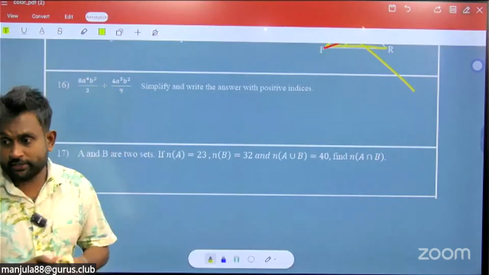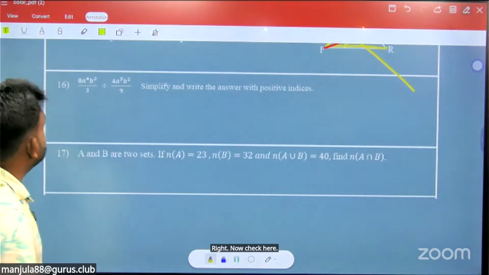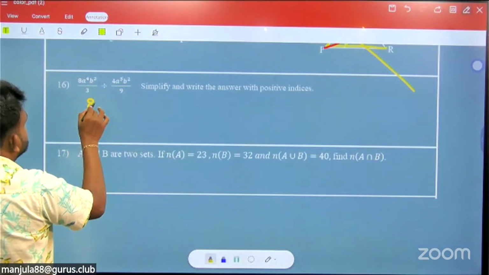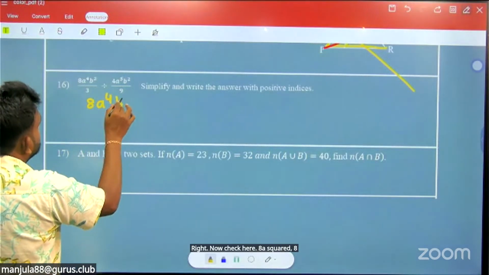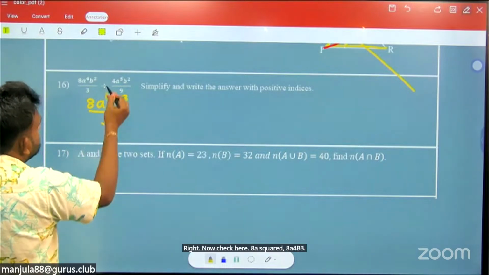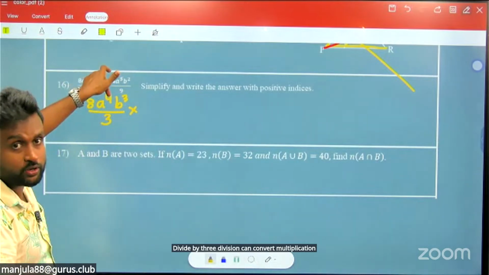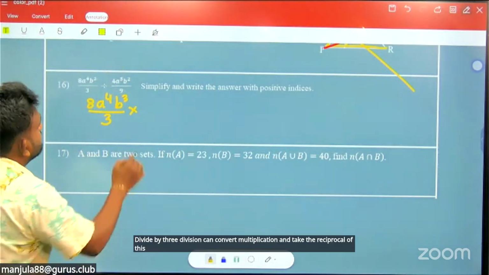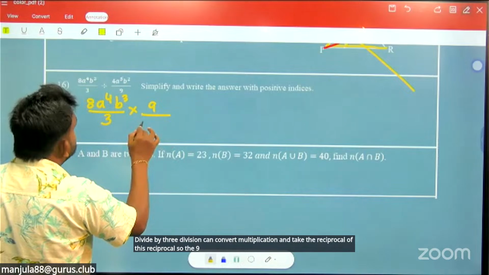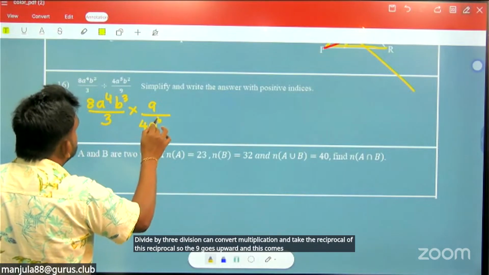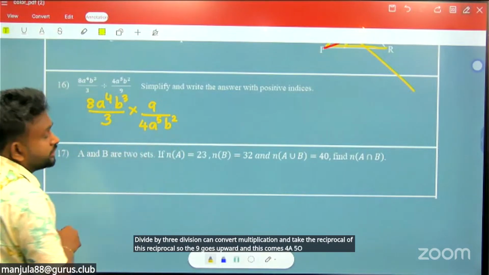Right. Now check here, 8a squared, 8a^4b^3 divided by 3. Division can convert to multiplication and take the reciprocal of this. So the 9 goes upward and this comes 4a^5b^2. Right, now check the simplification.